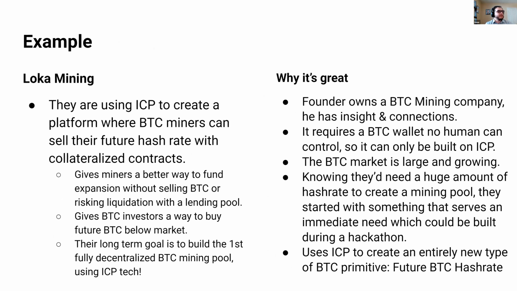All right, so an example. I thought it's always good to have some tangible example showing off these principles. One project I came across recently is Loca Mining. They're using ICP to create a platform where Bitcoin miners can sell their future hash rates with collateralized contracts. So this gives the miners a way to fund their Bitcoin mining operation without selling BTC or risking liquidation with a lending protocol. Basically, they can monetize their hash rate more effectively. But it also gives the investors a way to buy future Bitcoin below market price, kind of like in a dollar cost average type of way.